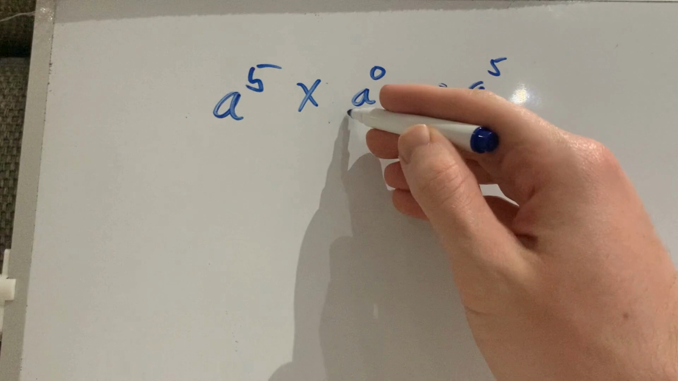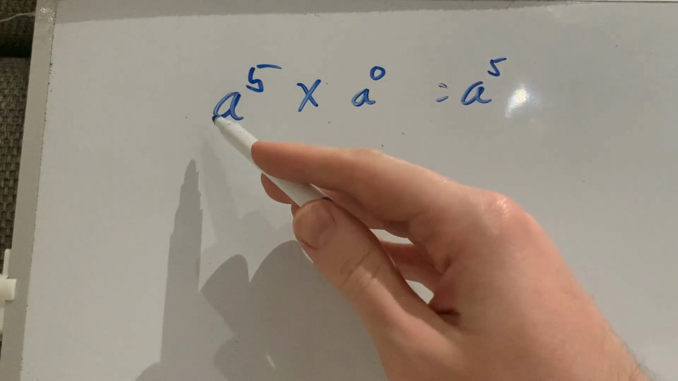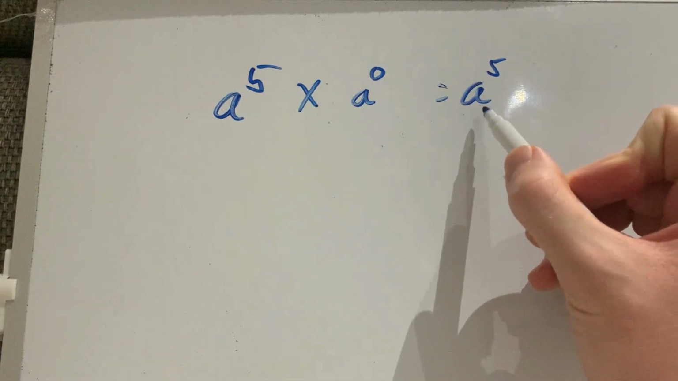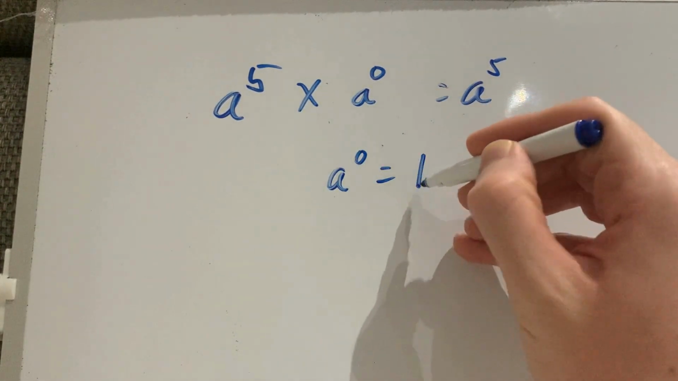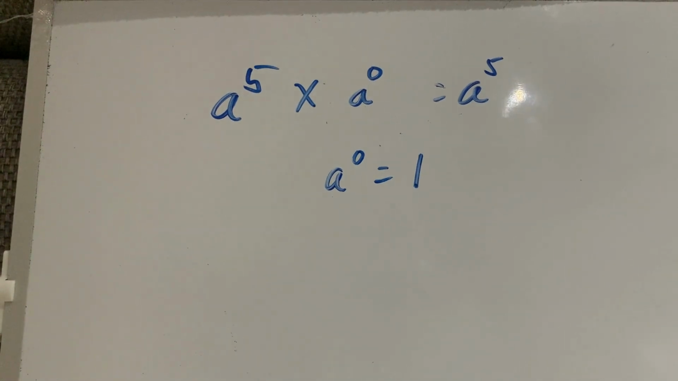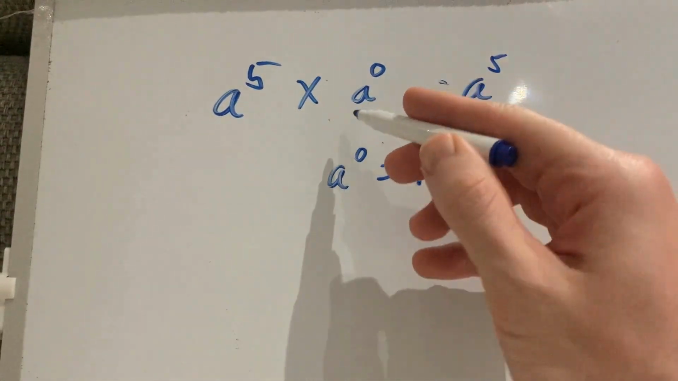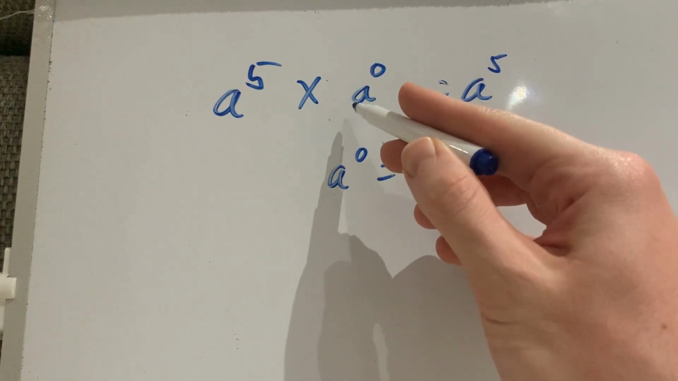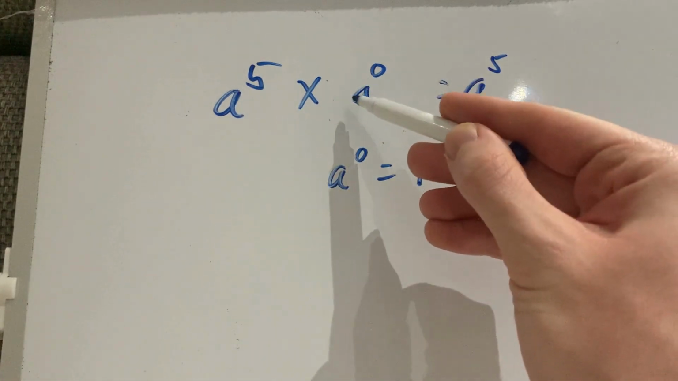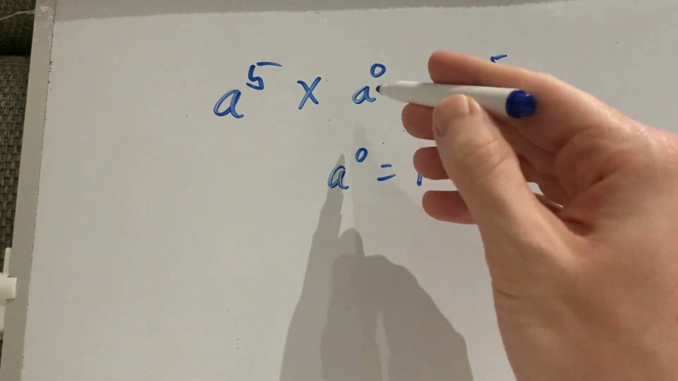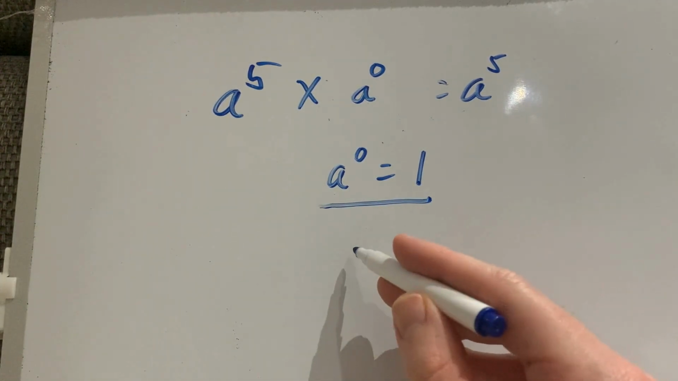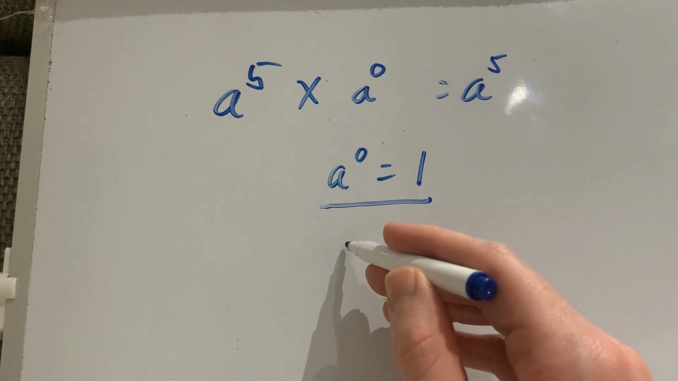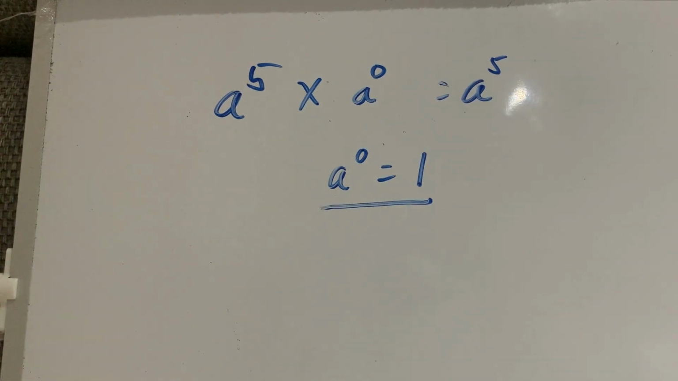And so that tells us that a to the 0 is, well, what a to the 5 times a to the 0 is: itself. So a to the 0 must equal 1, because 1 is defined as the multiplicative identity. It's the only number, at least at this level, where if you multiply something by it, you'll get the same number. So a to the 0 must be 1. So that's another rule. Anything to the power of 0 must be 1. And don't ask me what 0 to the power of 0 is. I don't know.